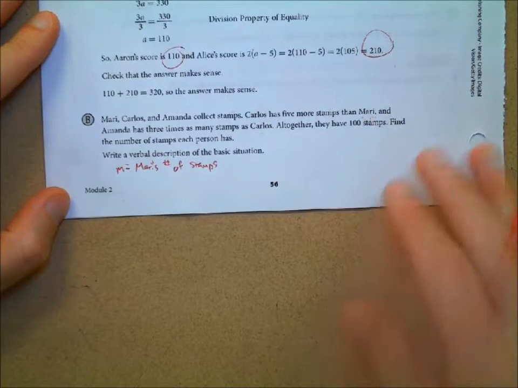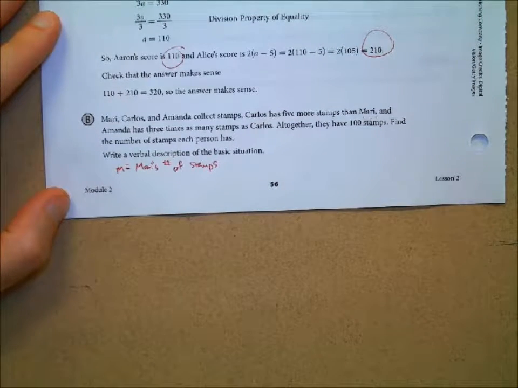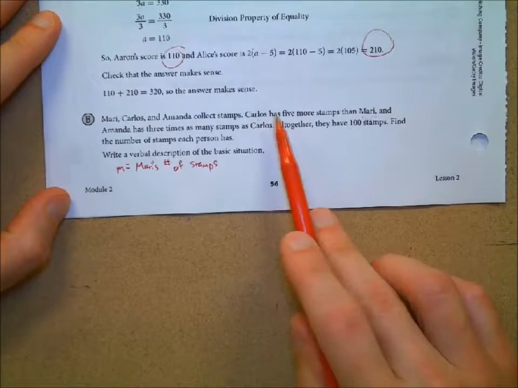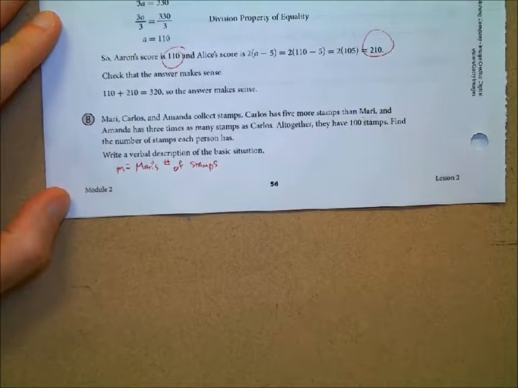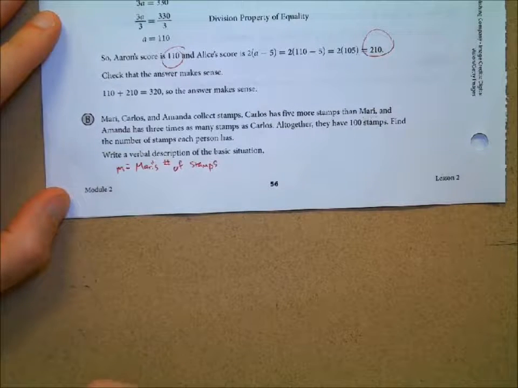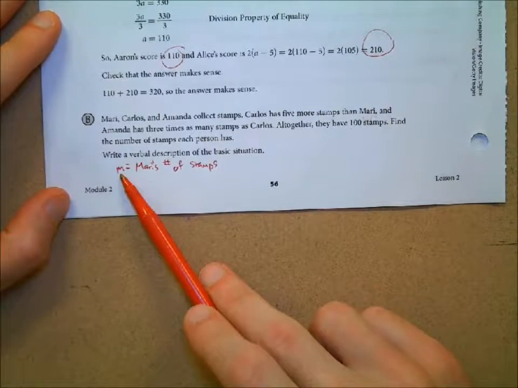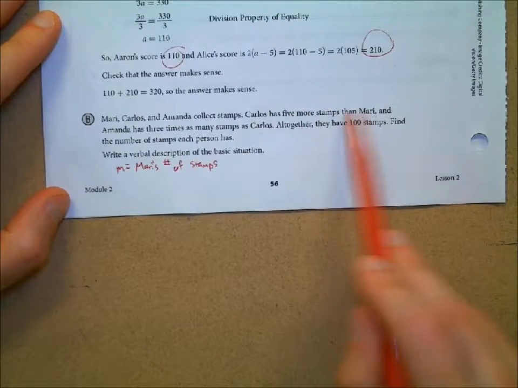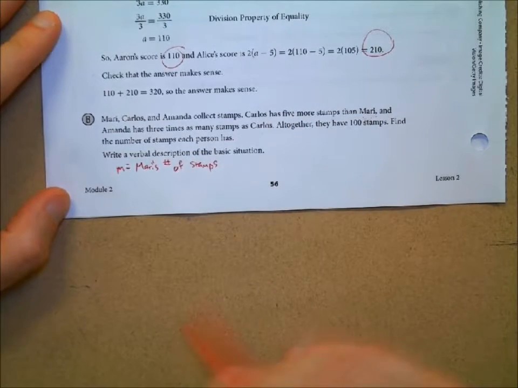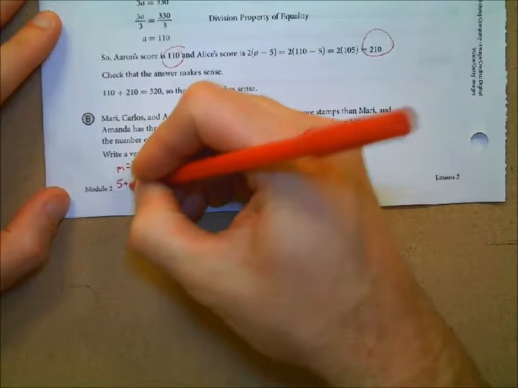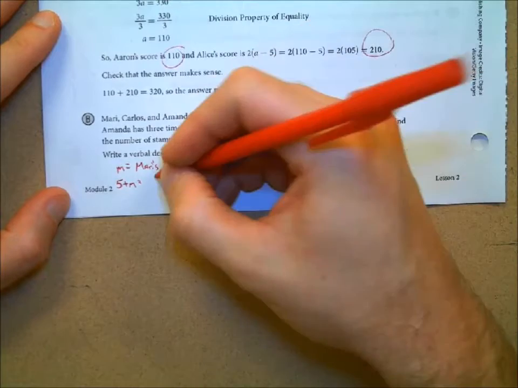So if Mary has M stamps, then what will Carlos's number of stamps be? What's the expression for that? Carlos has 5 more stamps than Mary. How can you show 5 more than Mary? Let's go Joshua. If Mary has M and Carlos has 5 more than Mary, how can we write that as an expression? 5 more means 5 what? Yeah, M plus 5. You got it. Or I'm going to put 5 plus M, but it's the same thing. Good job. So that's Carlos' number of stamps.